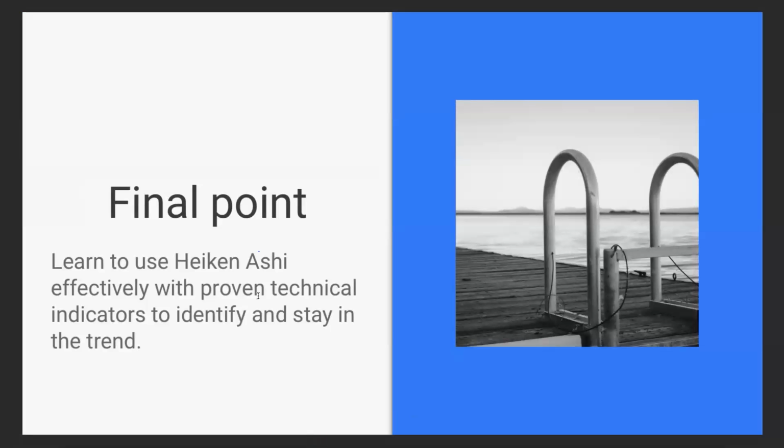The final point I want to make is: learn to use Heiken Ashi effectively with proven technical indicators to identify and stay in the trend. Especially for the long term, this will really help you. For swing traders with a time frame of 2 to 4 weeks, it's really helpful. It definitely helps to look at the daily and weekly charts.